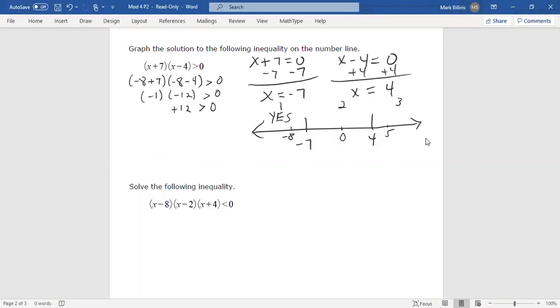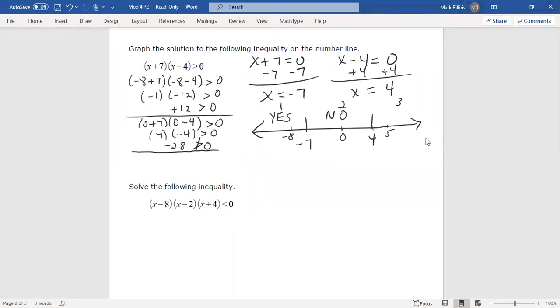Next, I'm going to try 0 and plug 0 in for my x's. So I'd have 0 plus 7 and 0 minus 4 and see if that's greater than 0. So 0 plus 7 is 7. 0 minus 4 is minus 4. And 7 times -4 is -28. And -28 is not greater than 0. So the points between -7 and 4 will not work. So no.